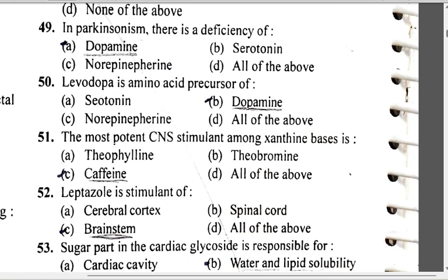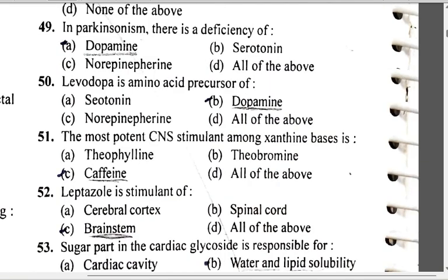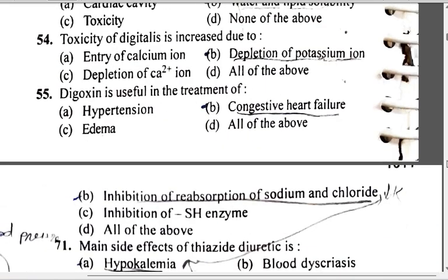The most potent CNS stimulant among xanthine bases is caffeine. Leptazole is stimulant of brainstem. Sugar part in the cardiac glycoside is responsible for water and lipid solubility. Toxicity of digitalis is increased due to depletion of potassium ion. Digoxin is useful in treatment of congestive heart failure.